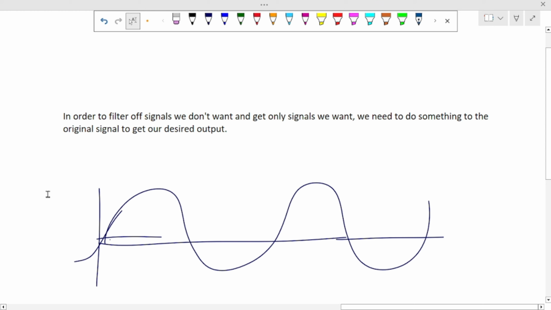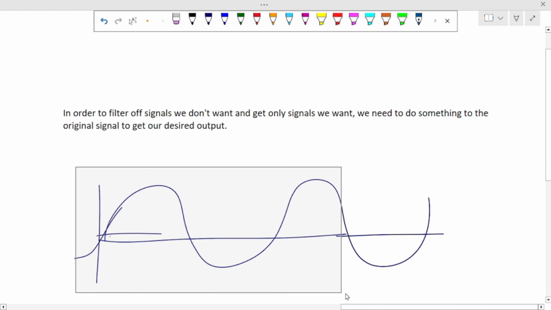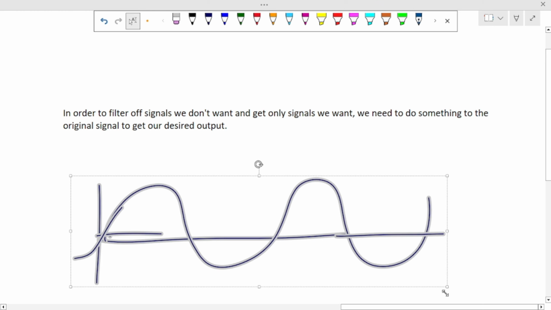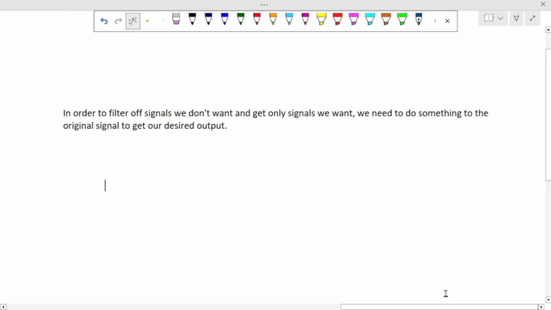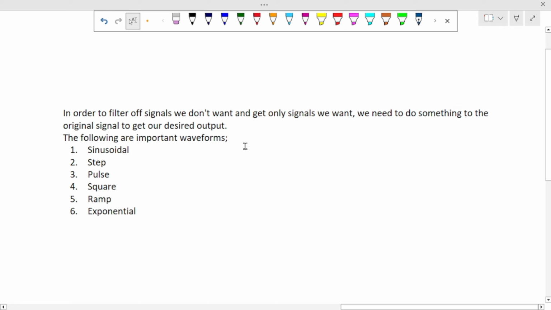So there are different waveforms. Let me just write some of them. These are important waveforms: sinusoidal, step, pulse, square, ramp, and exponential. Don't worry, you don't need to memorize them. As we work with them, you will get used to them.